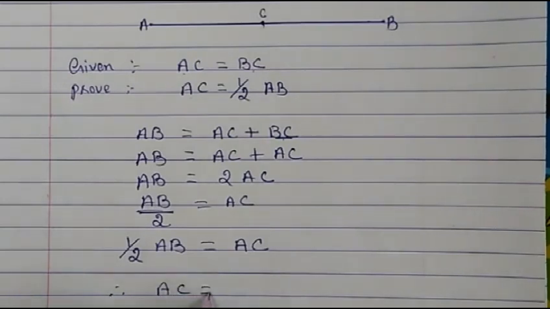Thus you can write AC equal to half of AB, hence proved. That's it.